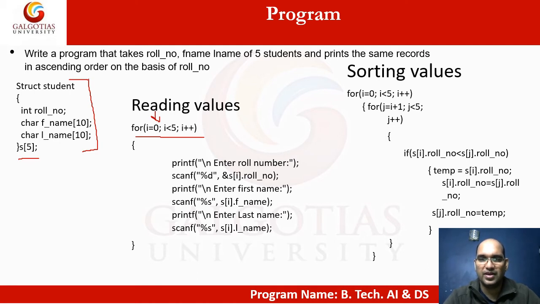Now after that, we are sorting it. So for i = 0, i < 5, i++; for j = i + 1, j < 5, j++. So if s[i].rollnumber is less than s[j].rollnumber, then temp = s[i].rollnumber, s[i].rollnumber = s[j].rollnumber, and s[j].rollnumber = temp. So then we are doing the swapping. This way all the records will be shifted in the array according to the ascending order of the roll number. So this is what we are doing here.